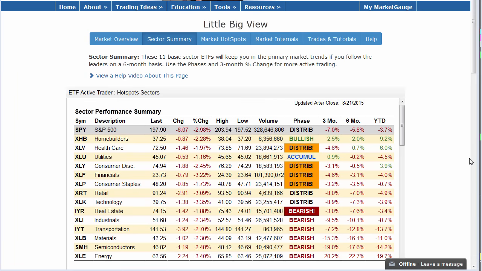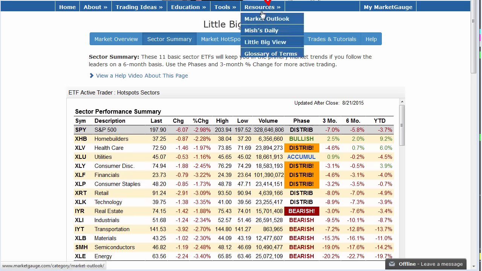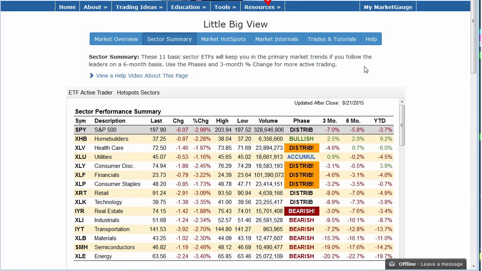So I've talked about this page before in previous videos. And the page I'm referring to is the Little Big View area of our site. You'll find Little Big View under the Resources tab at marketgauge.com, Little Big View. If you go to /tutorials, you would wind up here, but I've got you in sector summary right here because I want to show you a chart. And the chart is a reflection of historically how many industry groups at the end of the week are positive on a 6-month basis, or I should say industry or sector ETFs are positive on a 6-month basis.